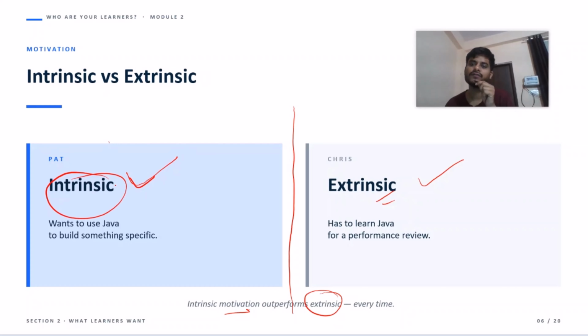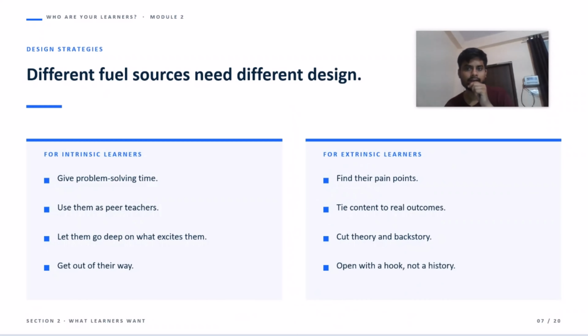Obviously, this category of learner will learn fast as compared to extrinsic. Moving ahead, what to provide? If the learner is intrinsic, what things do we have to care about? If the learner is extrinsic, what do we have to take care of?